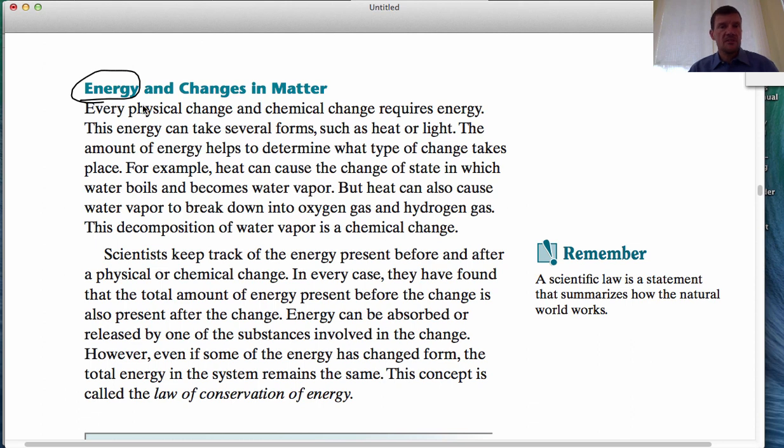Energy is a huge part of why matter goes through a reaction. Is it going to absorb energy? Is it going to release energy? So, every physical change and chemical change requires energy. Every one. Energy is key. Very important. Okay? This energy can take several forms. It can be heat energy, it can be light energy, and that energy is going to help determine what type of change takes place. So, just for example, heat can cause the change of state, meaning, remember, change of state means going from a solid, liquid, to gas, or back.